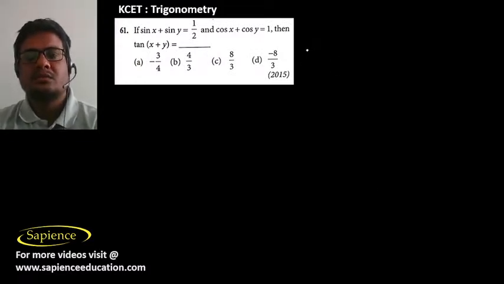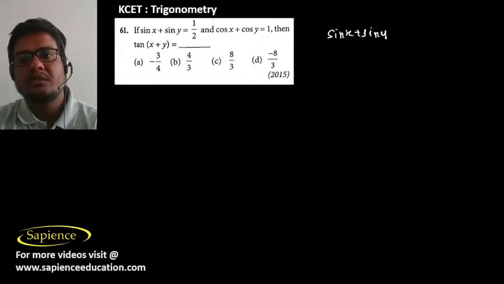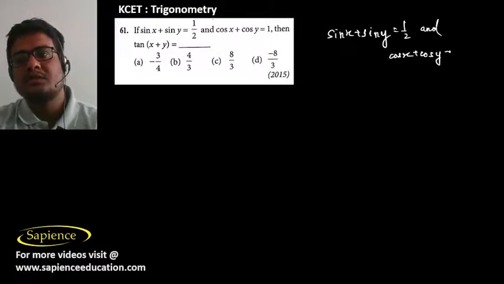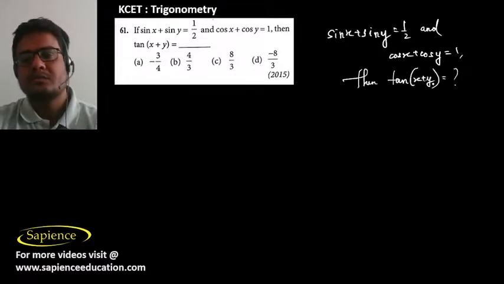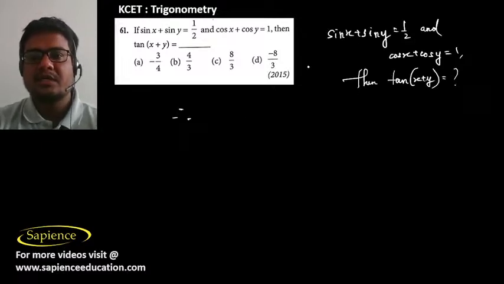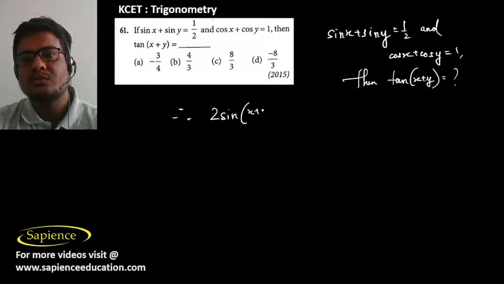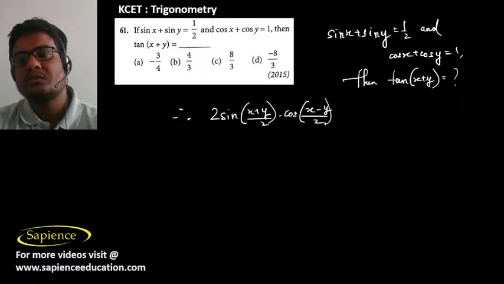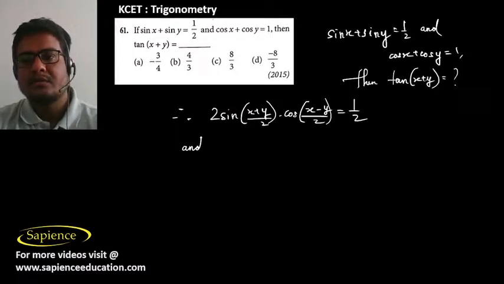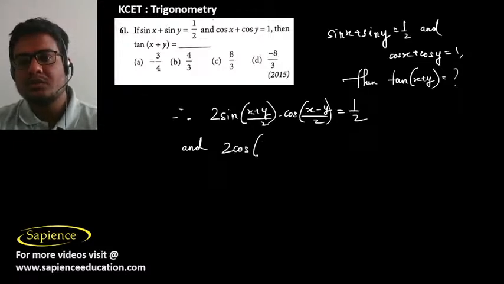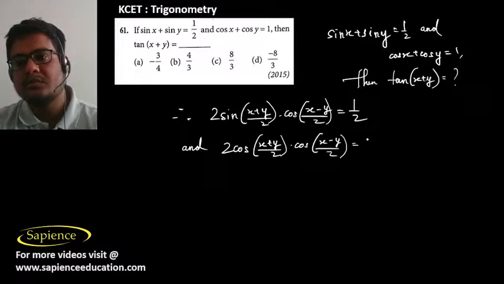Then in question number 61, it has been told that if sin x plus sin y is equal to half, and cos x plus cos y is equal to 1, then we have to find the value of tan of x plus y. Therefore sin C plus sin D, we know, is 2 sin of C plus D by 2, so 2 sin of x plus y by 2 into cos of x minus y by 2 is equal to half. And cos C plus cos D is 2 cos of C plus D by 2 into cos of C minus D by 2, means cos of x minus y by 2, that is equal to 1.